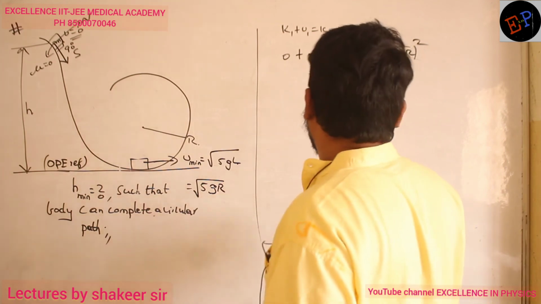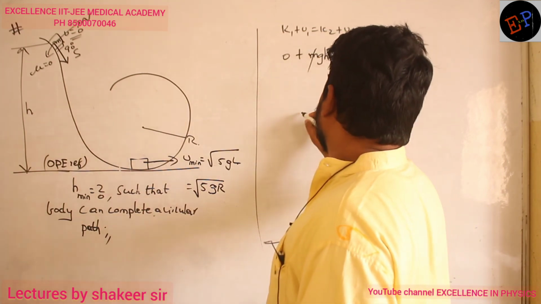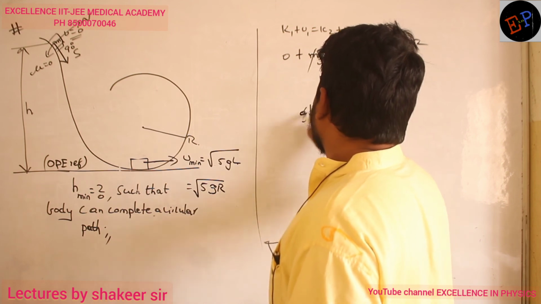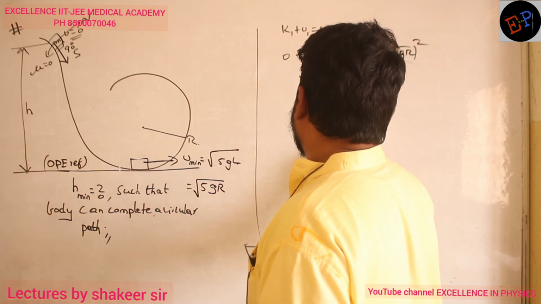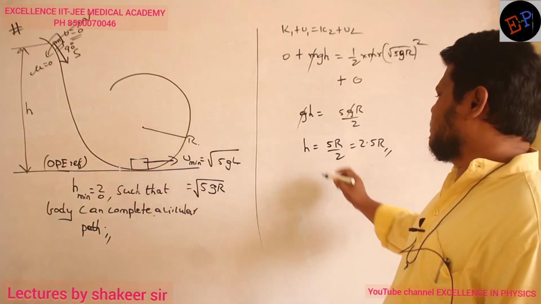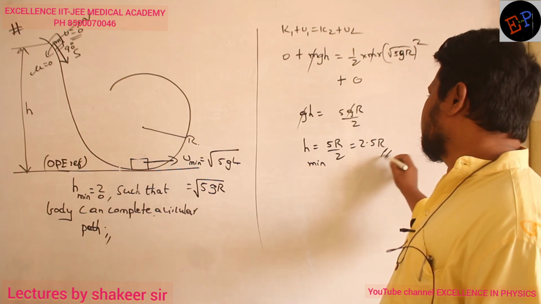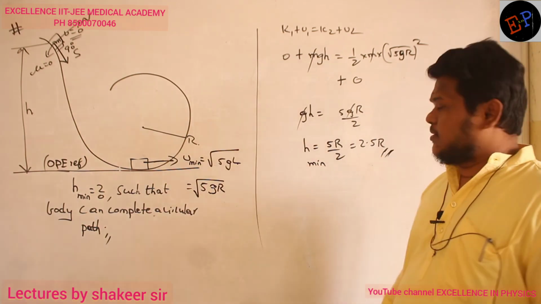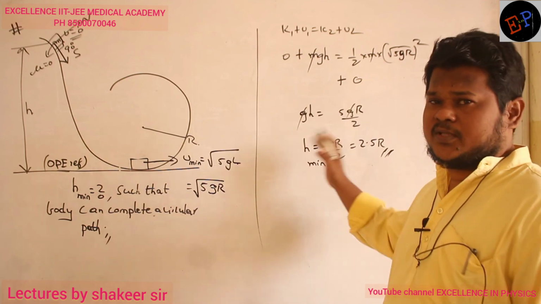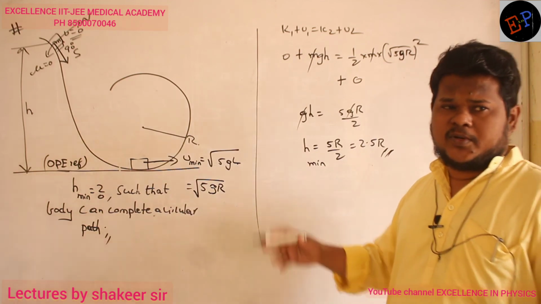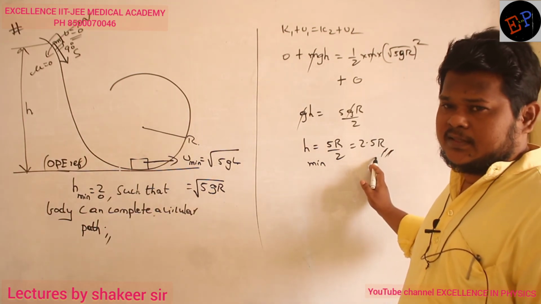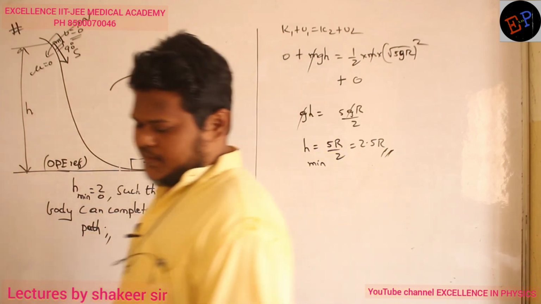Now do the calculation. Mass and mass get cancelled, so gh is equal to 5gr divided by 2. G and g get cancelled, so h is equal to 5r divided by 2, that is 2.5r. This is the minimum height from which I should release the body so that it can complete a circular path. If I release from more than this height, definitely it will complete the circle. But if I release from less than this height, the body cannot complete a circular path. That's it.